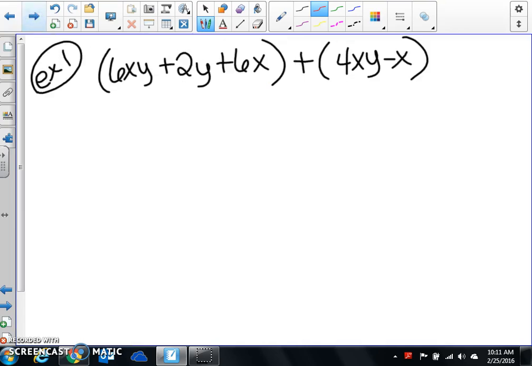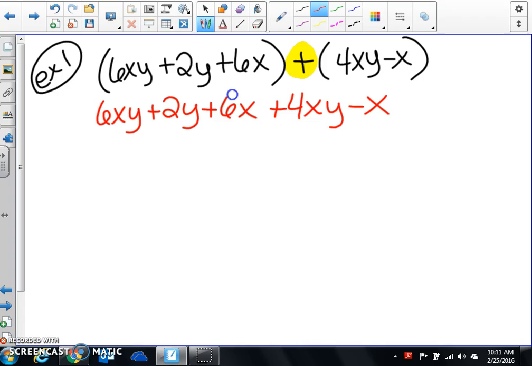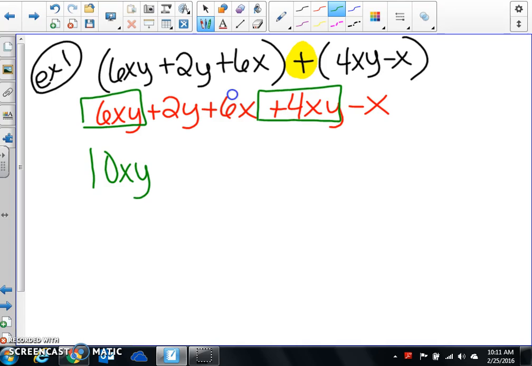All right, so the first thing I look at is that in between the 2 polynomials, I have addition. So all I do is drop the parentheses. I just rewrite everything exactly as I see it. Now I need to combine like terms. So I have a 6xy and a positive 4xy. So that gives me 10xy, right? 6 plus 4. Then I have a positive 2y, and I have nothing to put that with. And then I have a positive 6 minus 1x. That's a positive 5x.